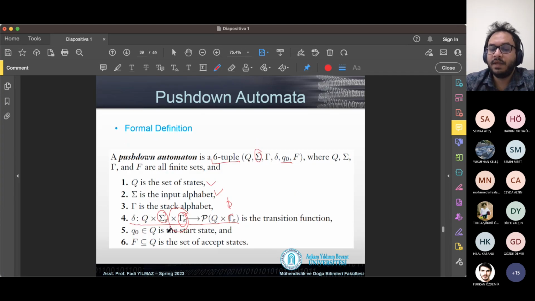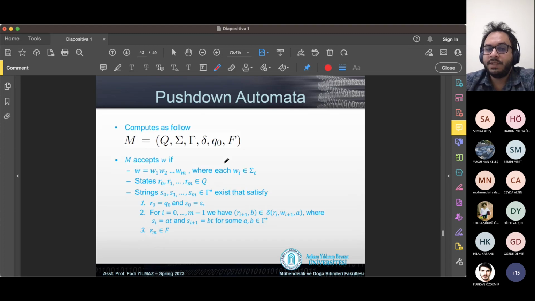Is that clear? The only difference between the pushdown automaton and the nondeterministic finite automaton is the stack. Since we have a stack, we have to change the transition function accordingly, and everything else is the same. So this is the computation, the same thing we said previously, but in a mathematical way. It basically says that you have a bunch of strings w, where w consists of w1, w2, up to wm, and each of them is part of your input alphabet. Each of them is just one letter.